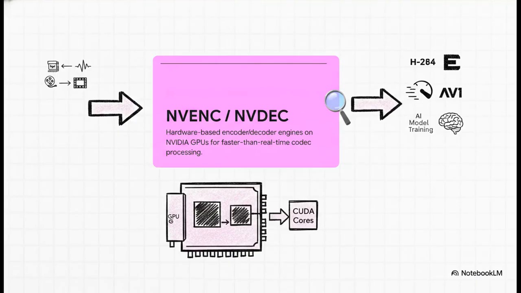Modern NVIDIA GPUs actually contain dedicated hardware just to solve that CPU bottleneck we just talked about. I'm talking about NVENC for encoding and NVDEC for decoding. What's crucial here is that these are physically separate from the GPU's main CUDA cores. They're purpose-built engines designed to process heavy modern codecs, like H.264, HEVC, and the newer AV1, at faster than real-time speeds. And by taking all that load off the main system, they free up the primary cores to do other things, like training the intense AI models we'll be looking at in just a minute.